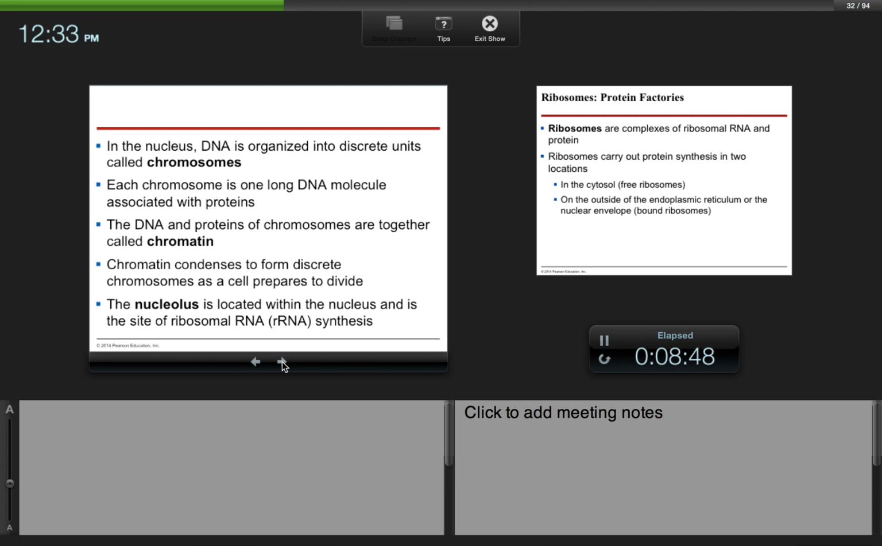So remember that the DNA wraps around histones. Those are the proteins. That's a specific name for the proteins that the DNA wraps around. Chromatin condenses to form discrete chromosomes as a cell prepares to divide. The nucleolus is located within the nucleus and is the site of ribosomal RNA synthesis.